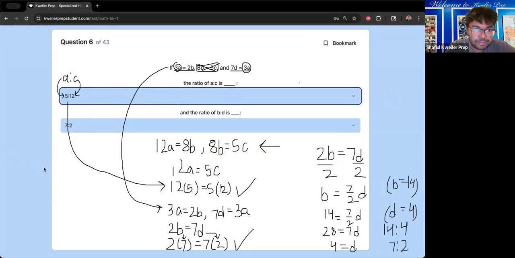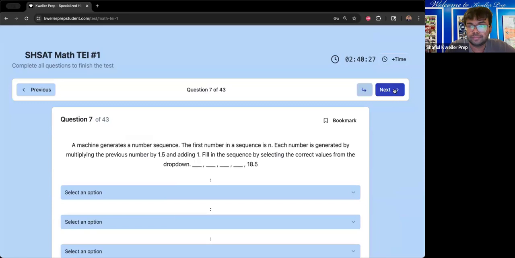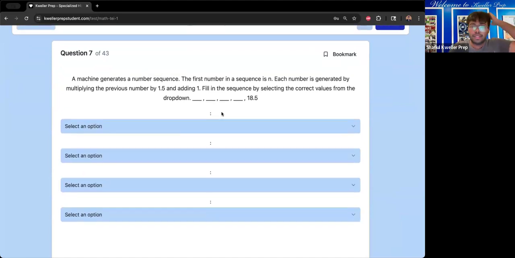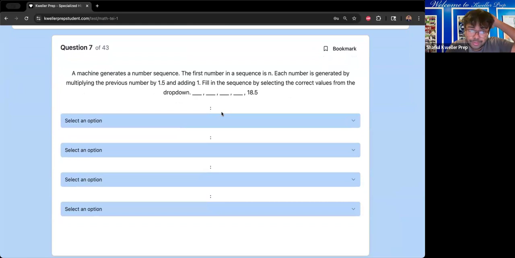Okay, let me clear my screen. Okay, a machine generates a number sequence. The first number of the sequence is n. Each number is generated by multiplying the previous number by 1.5 and adding 1. Fill the sequence by selecting the correct values from the dropdown. Okay, so the first number in the sequence is n. Each number is generated by multiplying the previous number by 1.5 and adding 1.